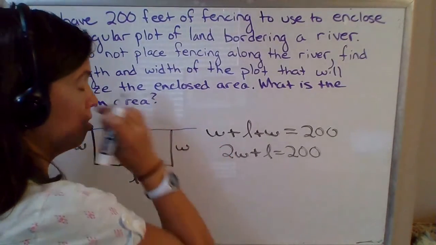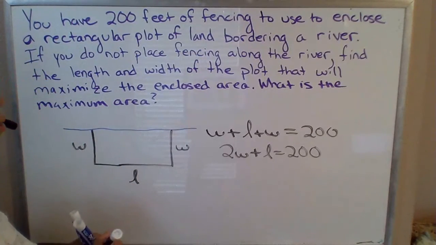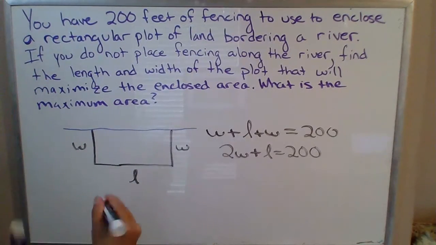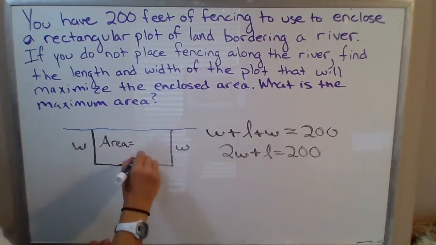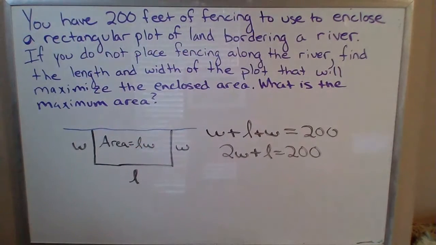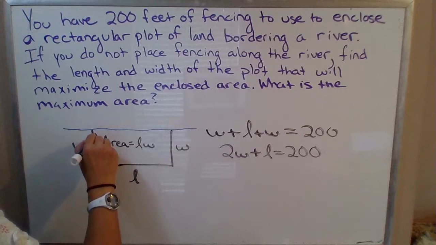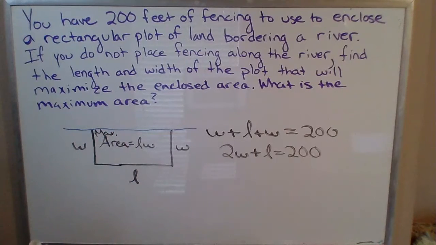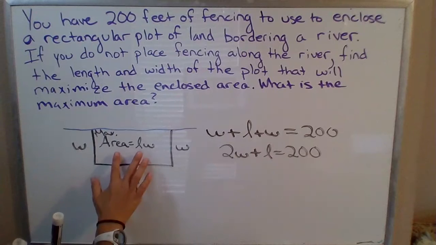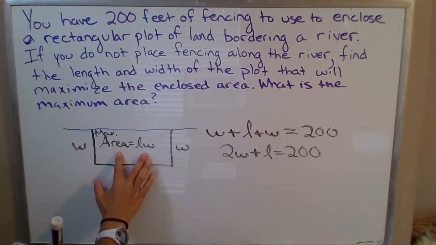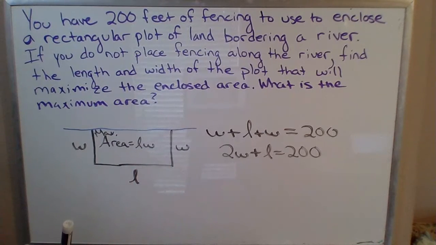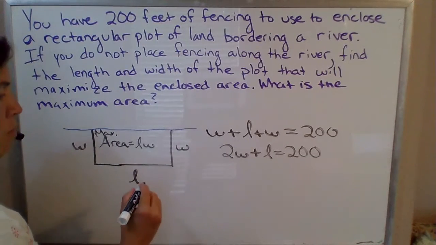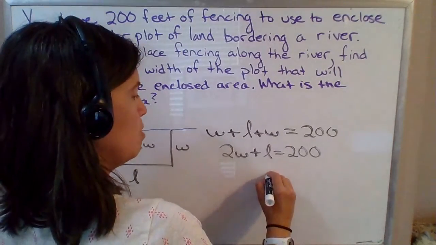We want to use up that 200 feet of fencing. We're trying to maximize the enclosed area. The area enclosed here would be the area of this rectangle, length times width, and we want the maximum area. We want to write this in terms of a single variable. Right now we have the area expressed in terms of two variables, L and W, and we can't really think about the graph when there are two variables involved. What we can do is take this equation and solve it for L.